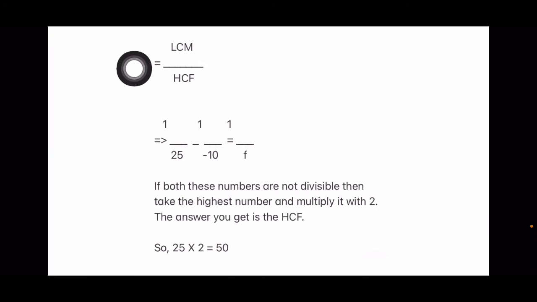So how do we find the HCF? In this value, you can see two numbers are there in the denominator, 25 and minus 10. 25 is the largest number here, and minus 10 is the lowest number. We need to find out whether these two numbers are divisible by each other or not. Since they are not divisible, all we need to do is multiply the largest number by 2, and that will be the HCF. So 25 multiplied by 2 is equal to 50. So 50 is the HCF of 25 and minus 10.